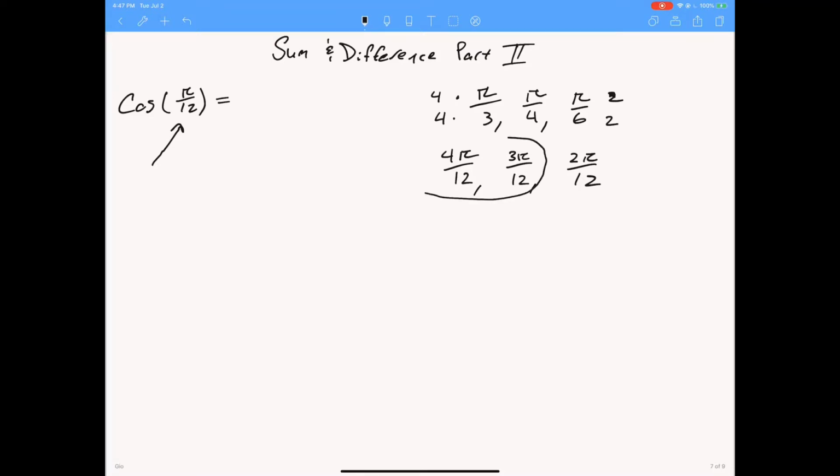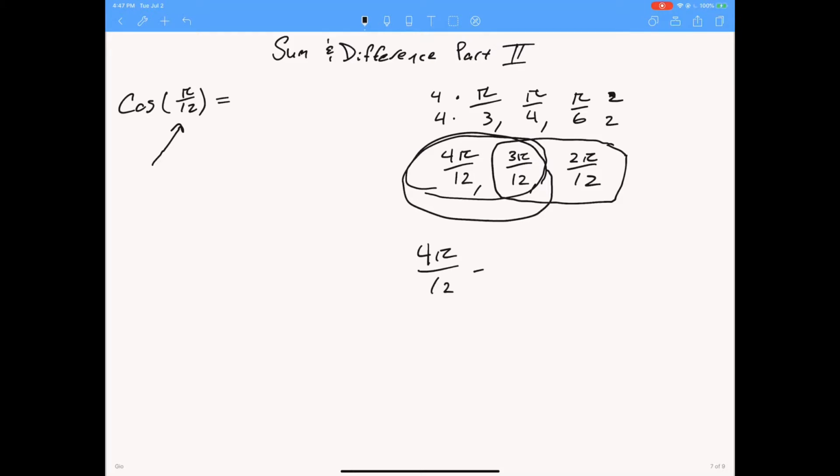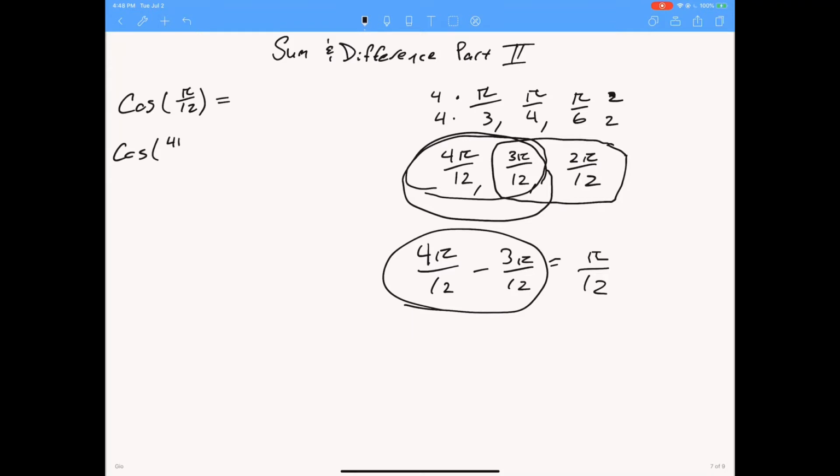We can take 4 pi over 12 minus 3 pi over 12, or we can actually take 3 pi over 12 minus 2 pi over 12. We'll stick with this first pairing here, 4 pi over 12 minus 3 pi over 12, which will give us pi over 12. So, cosine of pi over 12 is equal to cosine of 4 pi over 12 minus 3 pi over 12.